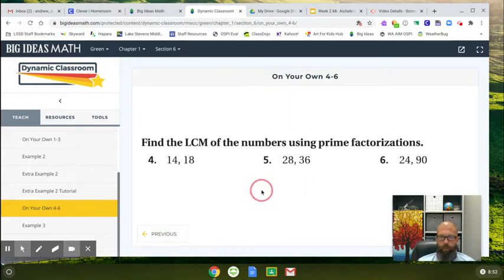So this is what you should have gotten for those. If you didn't get those, go ahead and look in my notes. I have how I did all those right on there. Okay? All right.